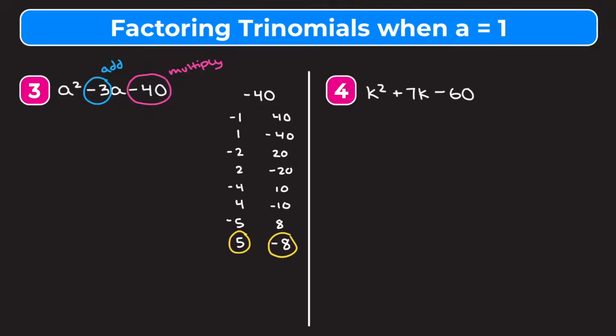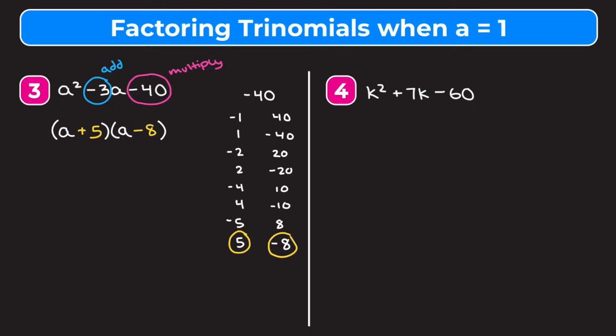And just so you guys know, you don't have to write out all the factors. I'm just writing them out so you can see the process, but if you can just think of the two factors that add to the b term without writing them down, that's fine too. So now we're going to break up a squared minus 3a minus 40. We're going to factor it. We're going to put the a first, and then we're going to put in the two numbers we found. So we got positive 5, so a plus 5, and then a minus 8.